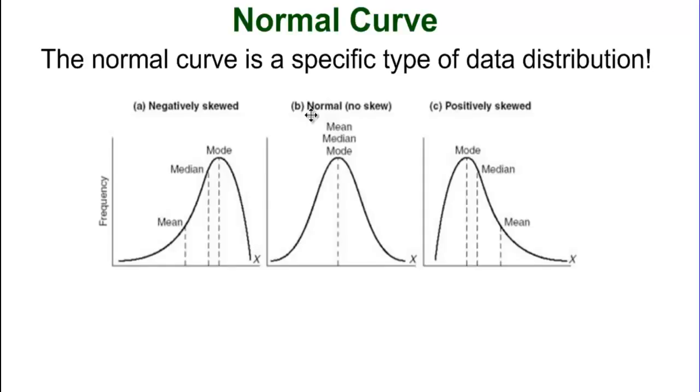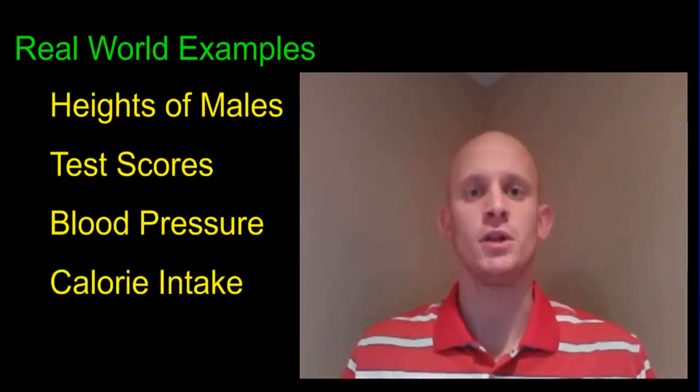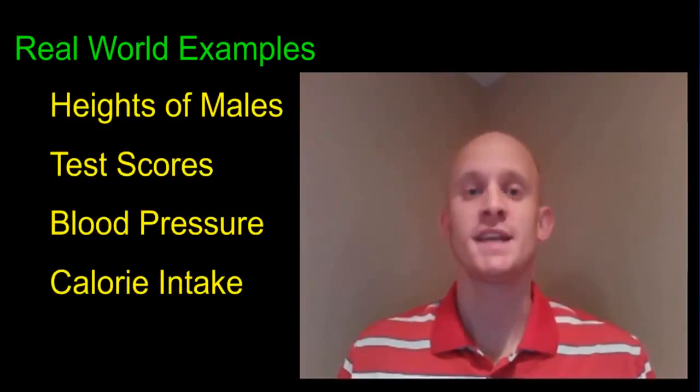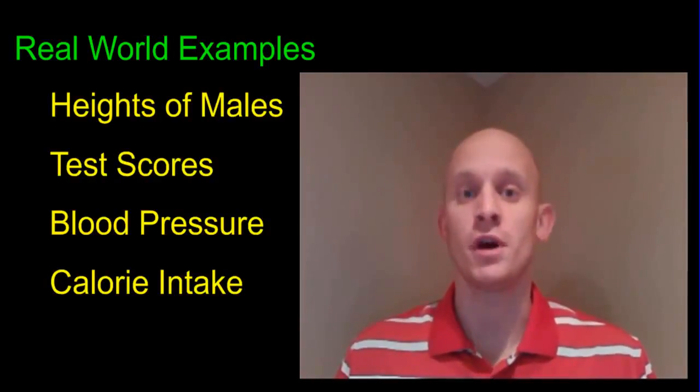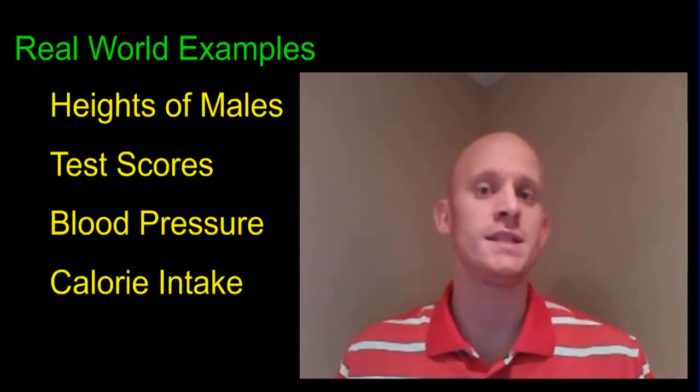It is possible that a data distribution follows one of these three distributions shown here, but it's also possible that they do not follow any specific distribution at all. So when we look at a distribution, we first need to decide whether it is a normal distribution or not. In fact, many things in the real world follow a normal distribution. Let's take a look at an example or two. Some real-world examples include the heights of males, test scores on maybe the ACT or the SAT, blood pressure for adults, or even calorie intake.